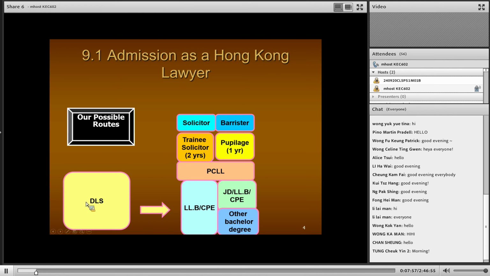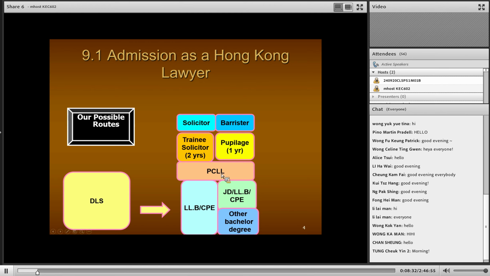For all of you, after you have finished your DLS, you may proceed to either LLB or CPE. If you already have a bachelor degree, you can proceed directly to JD, LLB or CPE. All of them are recognized legal qualifications leading to the PCLL program in Hong Kong. After you have finished the LLB, CPE, or JD, you can proceed to PCLL.